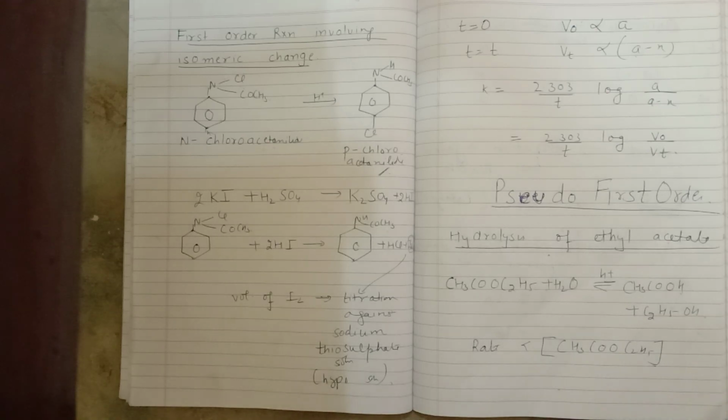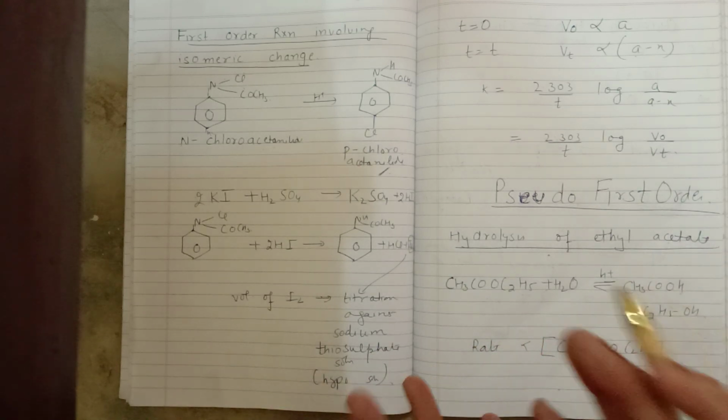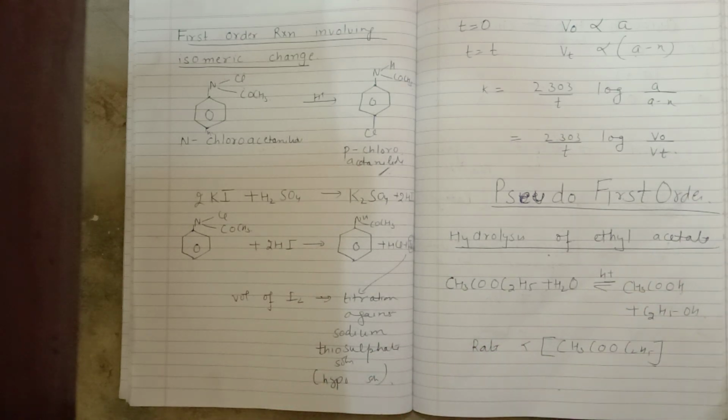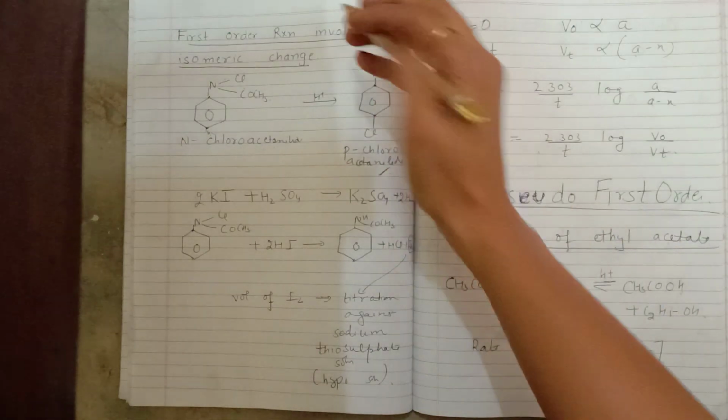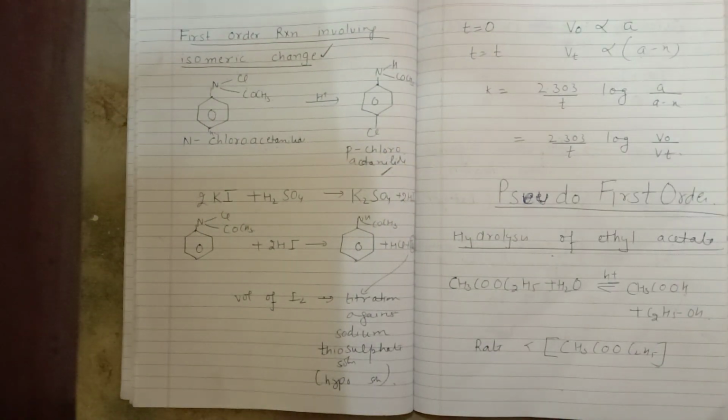Okay students, so in our previous video of chemical kinetics we have seen what first order reactions are, and we have studied decomposition reactions under the category of examples of first order reactions. In this video we are also going to study examples of first order reactions. First is isomeric reactions, first order reactions involving isomeric change.